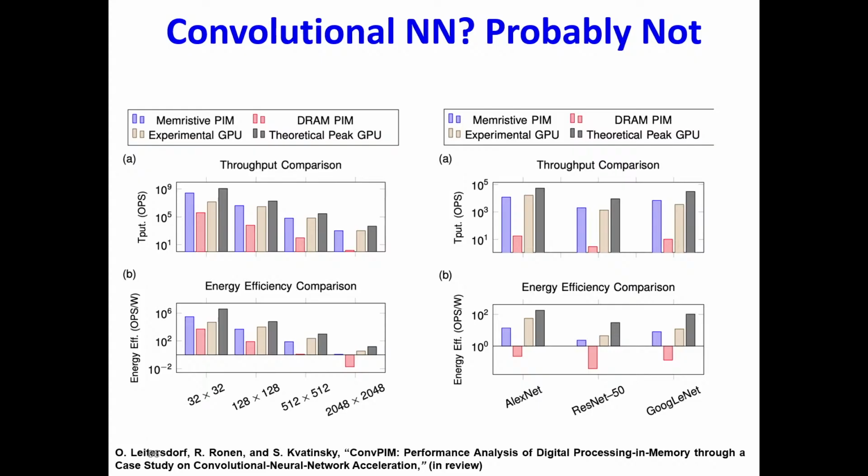So if we take matrix multiplication for different sizes, from 32 by 32 to 2000 by 2000, for 32 by 32, we still win.